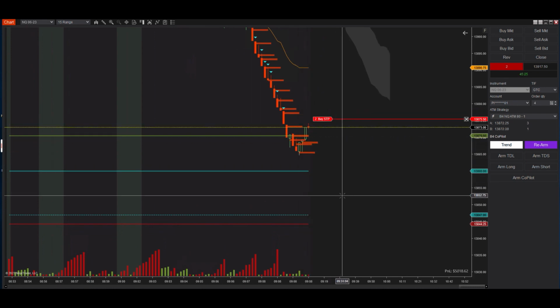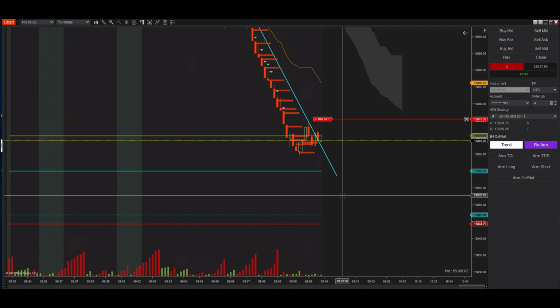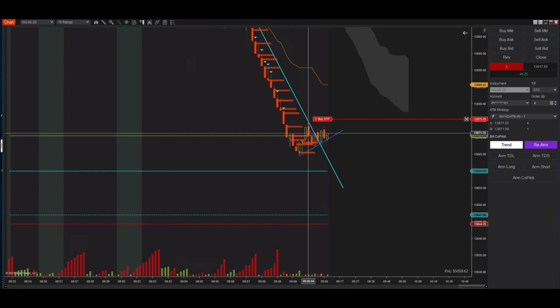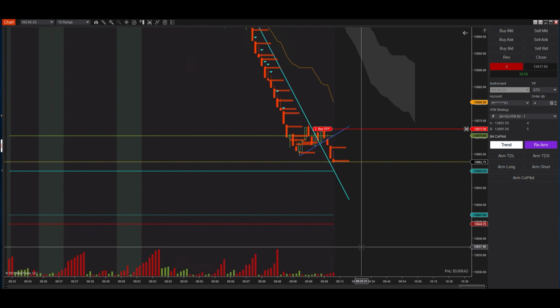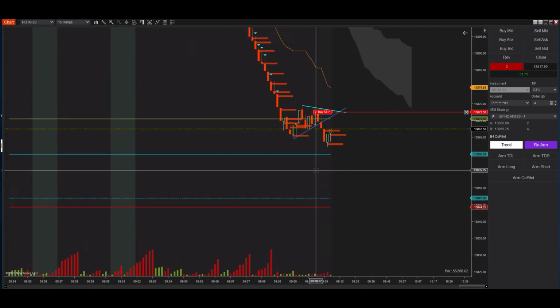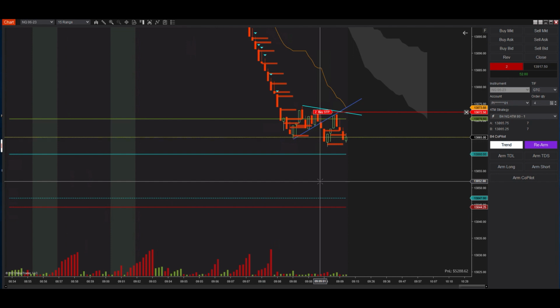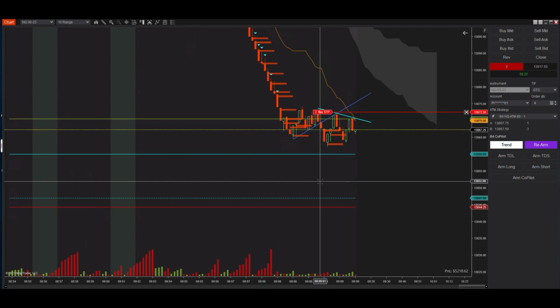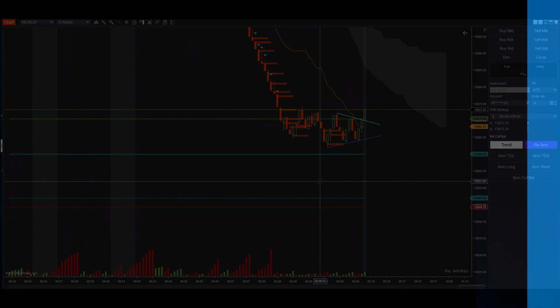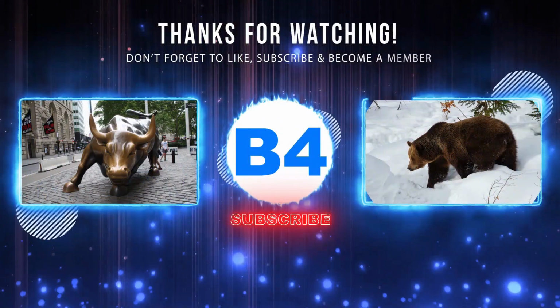We are at support now. Auto trend line kicking in there. Going down to our mean. Right there. All right, that takes us out for $4,978.